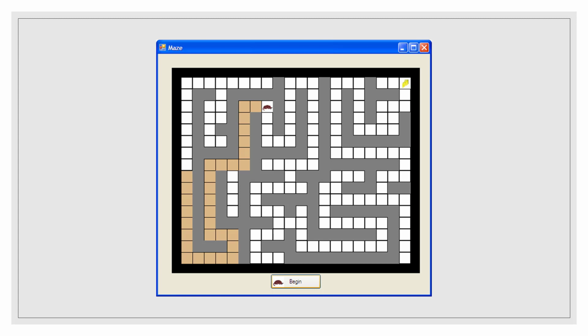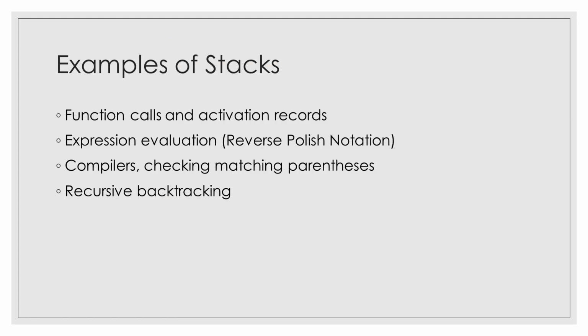There are many examples of stacks in this world. We've seen how they're used for function calls, for arithmetic expressions. They're also used by compilers, things that have to check parentheses. And, of course, recursive backtracking, which is what the mouse was doing when it was trying to keep track of where it had been.